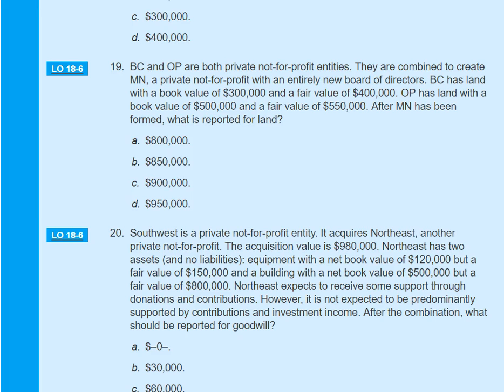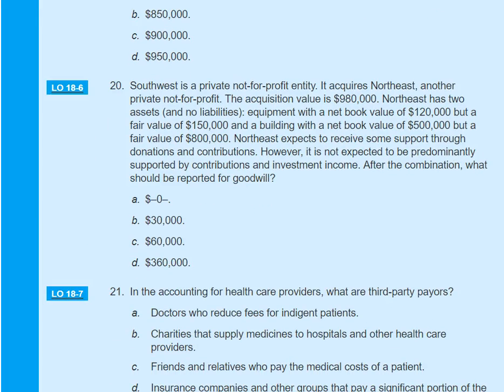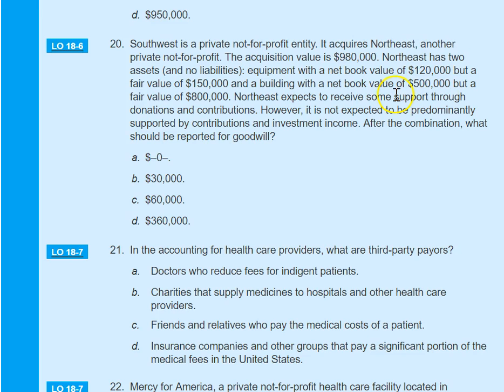So let's see, we have another example. Southwest is a private not-for-profit entity. It acquires Northeast, another not-for-profit entity. This is an acquisition, plain and simple. Acquisition value is $980,000. Now Northeast has two assets: equipment, book value 120,000, fair value 150,000, and a building, book value 500,000, fair value 800,000.